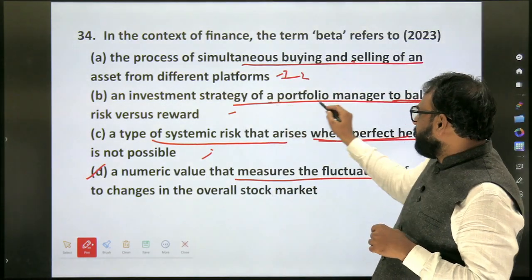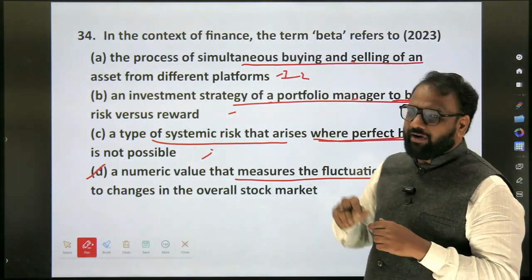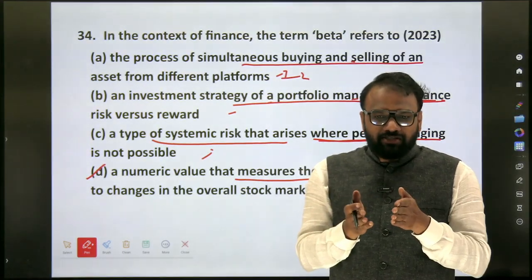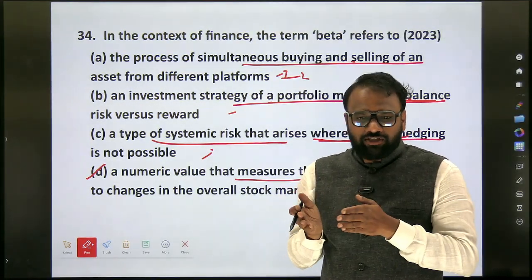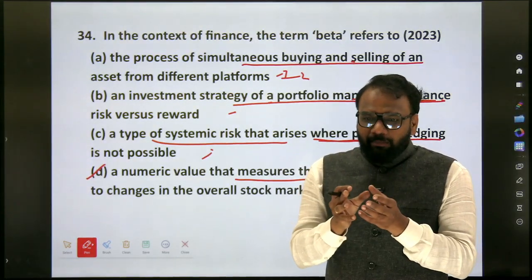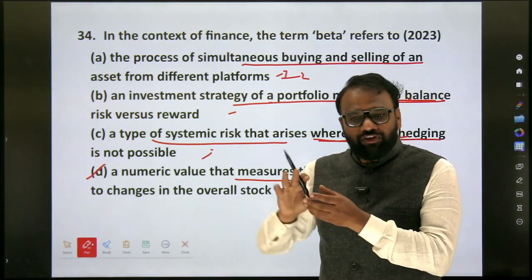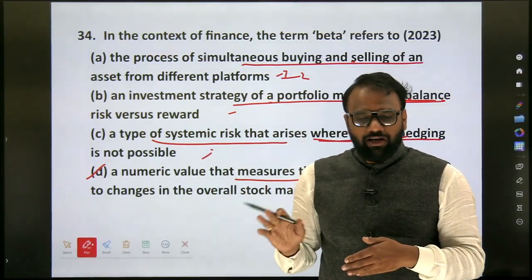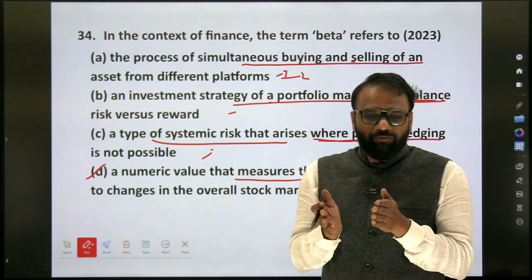An investment strategy of a portfolio manager to balance risk versus reward. So what will the portfolio manager do? He will buy some shares of TCS, some shares of Infosys. Rather than buying many shares of one company, he will buy a small amount of shares of different companies, so that if one company does not perform well, at least the other will perform well, and there will be some profit which you can make.